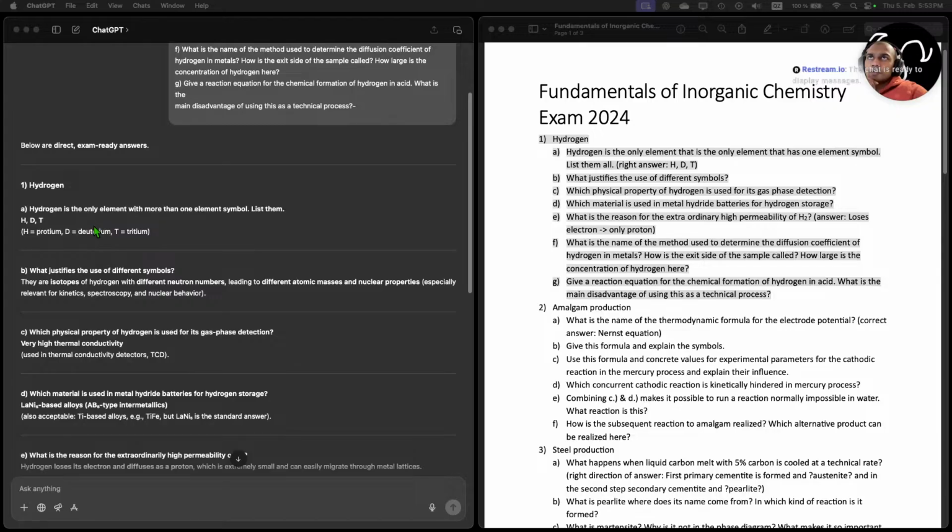Hydrogen is the only element with more than one element symbol. List them all. H, D, T. I knew it. D was deuterium. T was tritium. I never heard of that. Okay, whatever you say, bro.